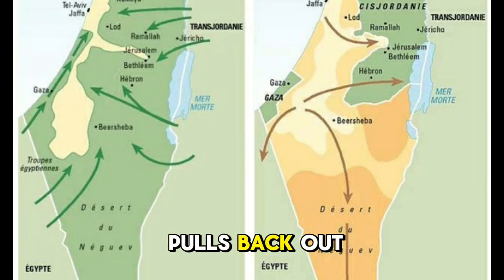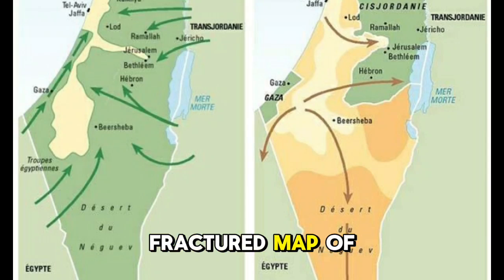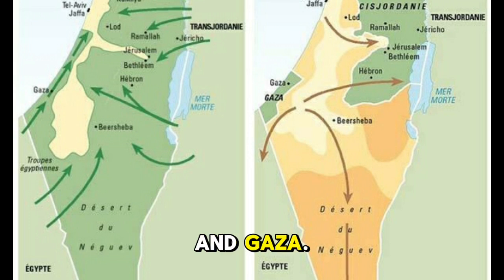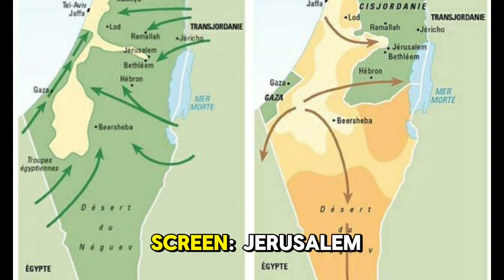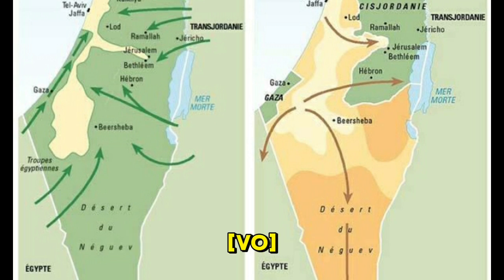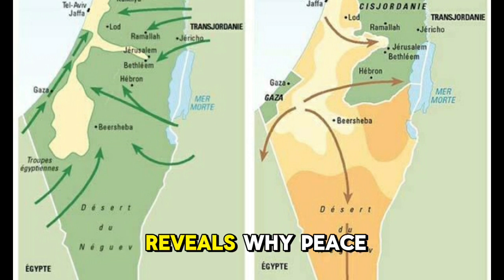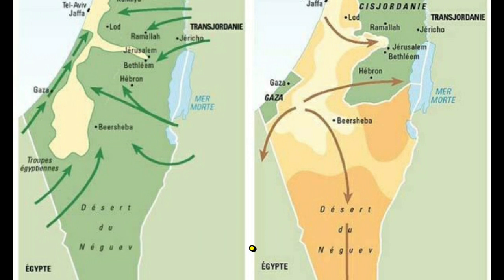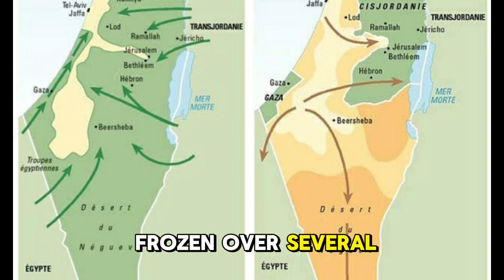Outro. The core issues today. Visual: the camera pulls back out to show the modern, fractured map of Israel, the West Bank, and Gaza. The key friction points pulse on screen: Jerusalem, settlements, borders, and refugees. Today, looking at the map reveals why peace remains so elusive. The conflict is frozen over several core issues.